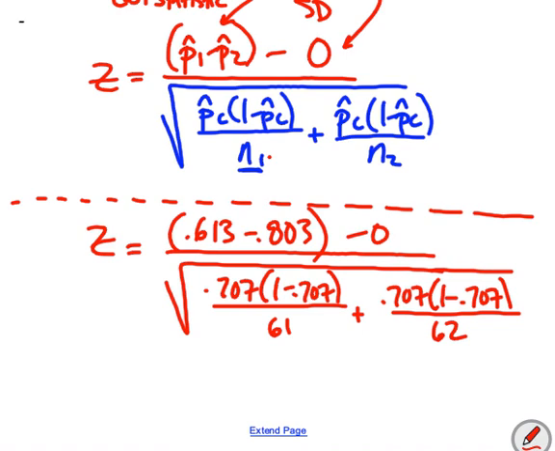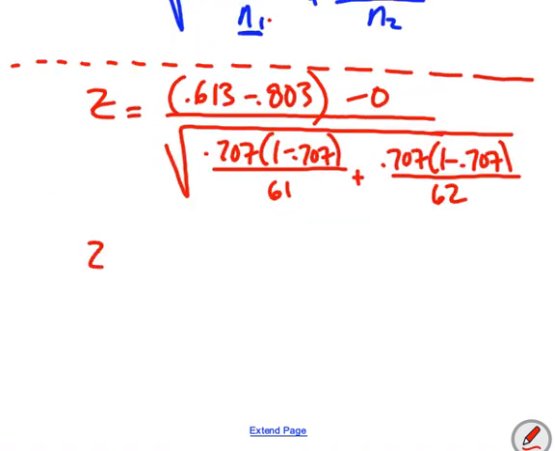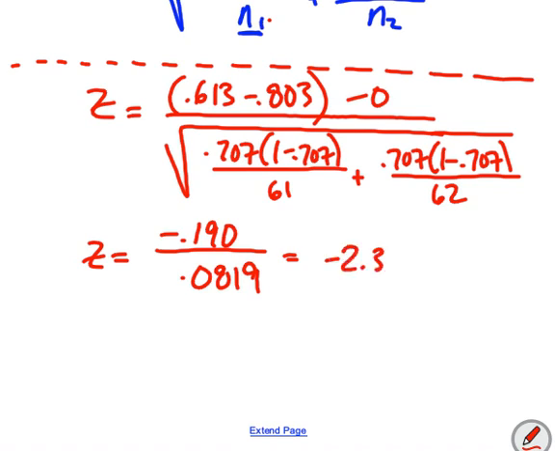So we can calculate that, punch that in, and what we end up with is this. It's about a 19% difference between the proportions, and the standard deviation as calculated here is 0.0819. And so what we end up with is a z-score that is negative 2.319 standard deviations below the mean.